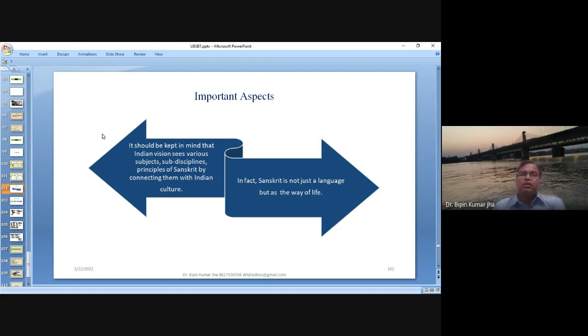And another one, whenever you are trying to understand Sanskrit literature, keep in mind that Sanskrit is not only a language. It is a way of life. So whether you are learning Saddharma Pundarika Sutra, or Buddhacharitam, or Saundaranandam, or any text, you need to keep this in mind.